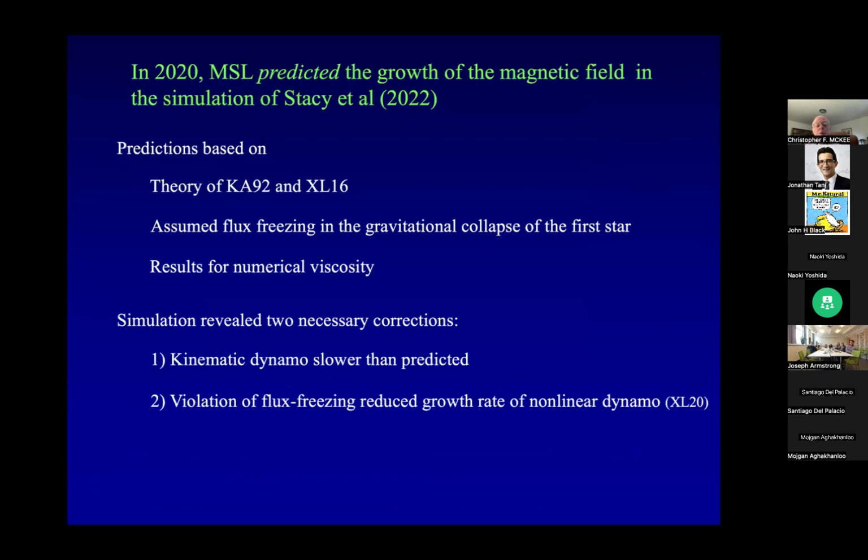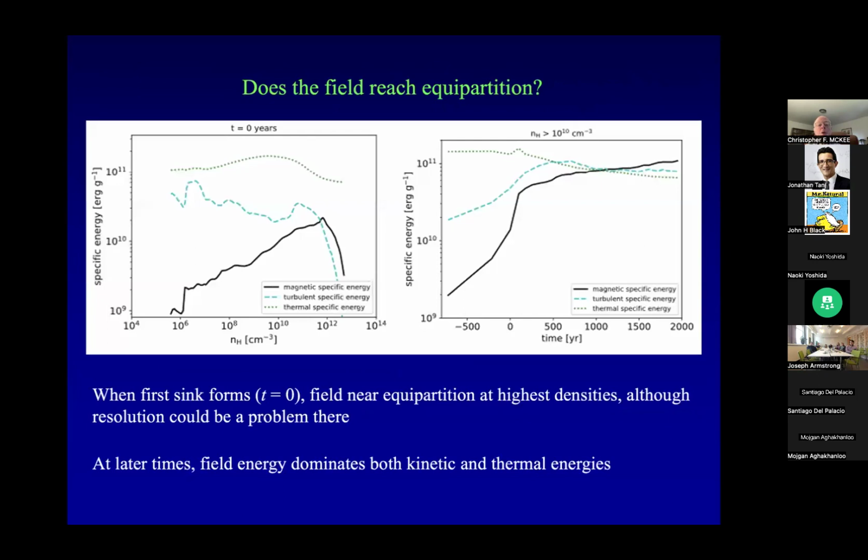So the simulation revealed that we had to make two necessary corrections. The kinematic dynamo was slower than predicted, and flux freezing actually was violated and reduced the growth rate of the nonlinear dynamo. And that was, in fact, work done by Shu and Lazarian in 2020, but after we had completed our theoretical prediction. So here's what we found.